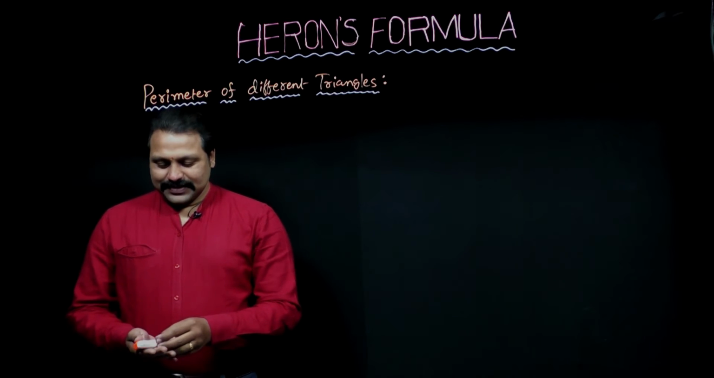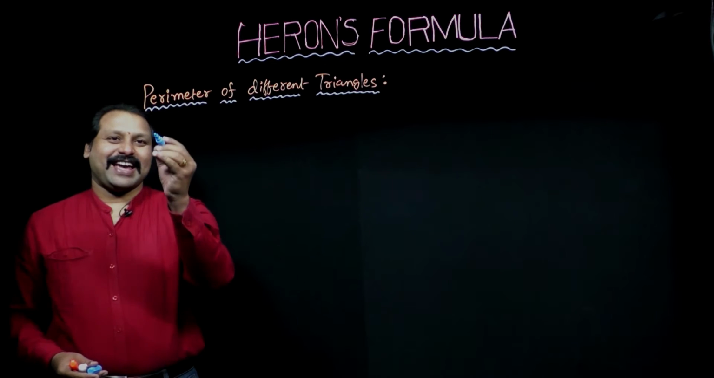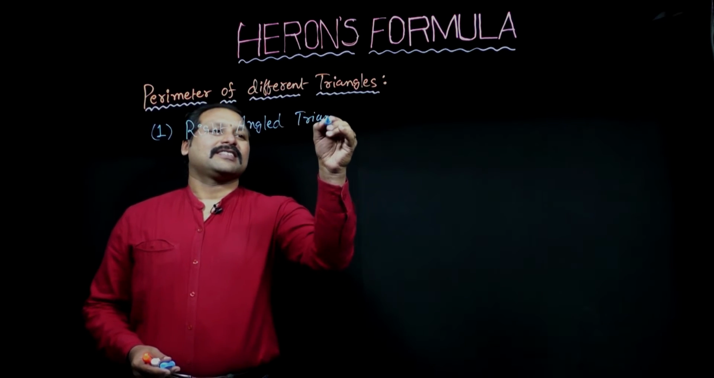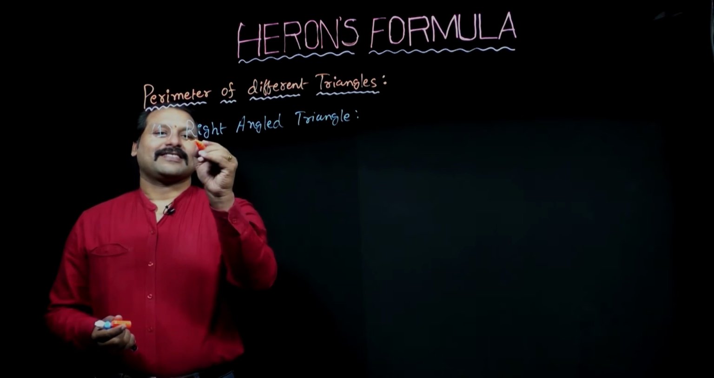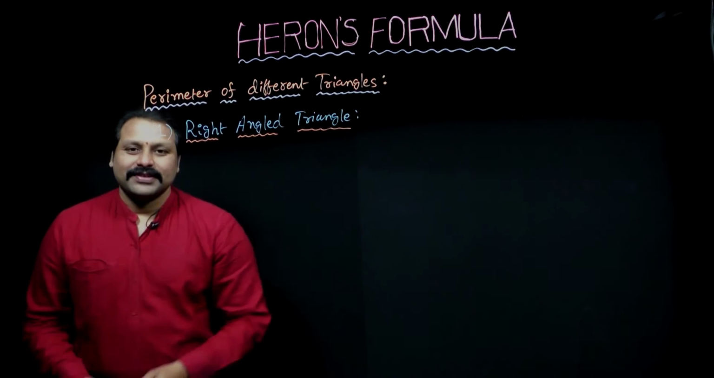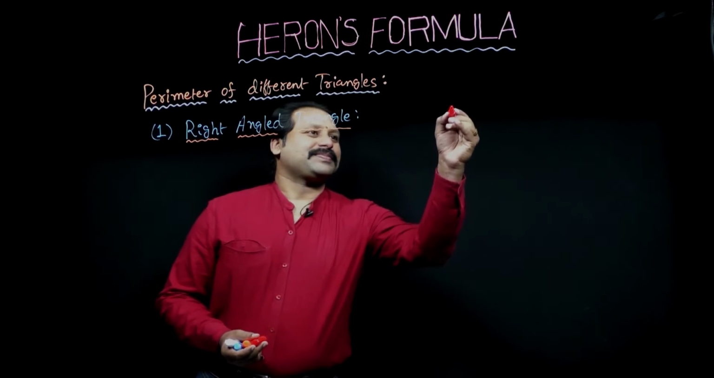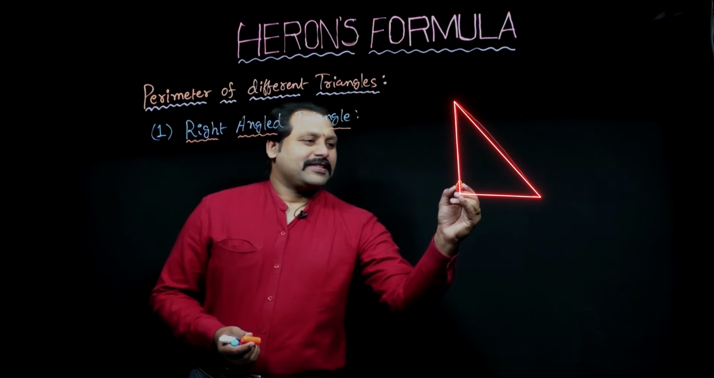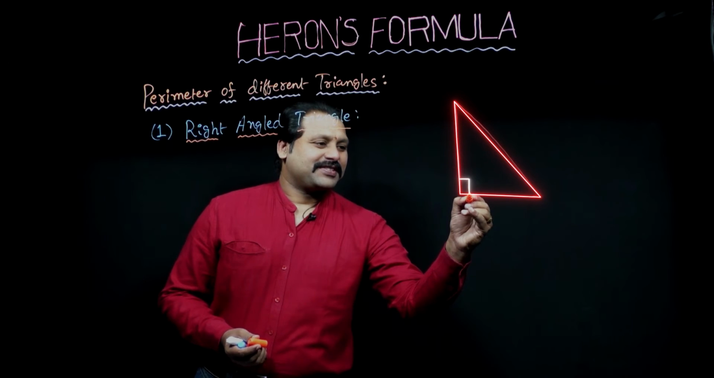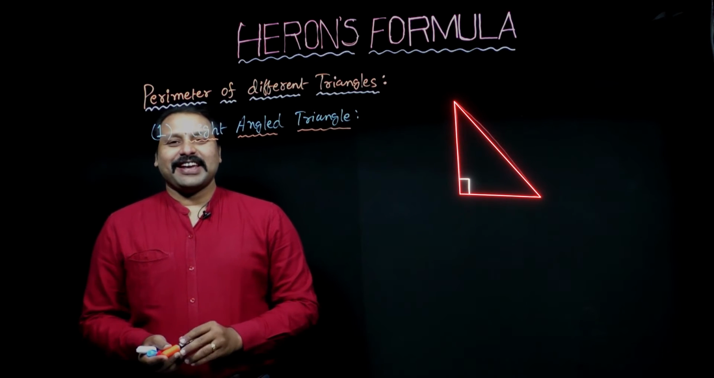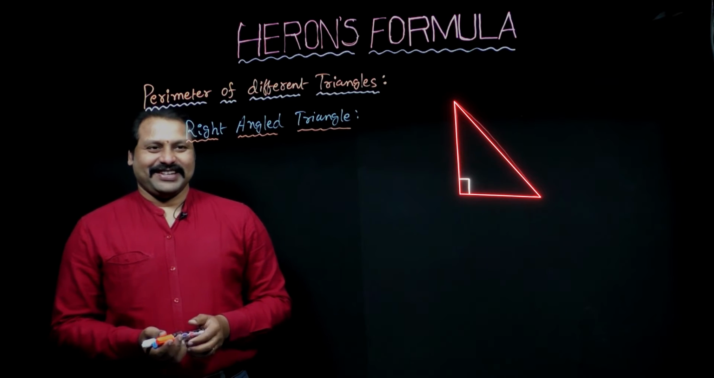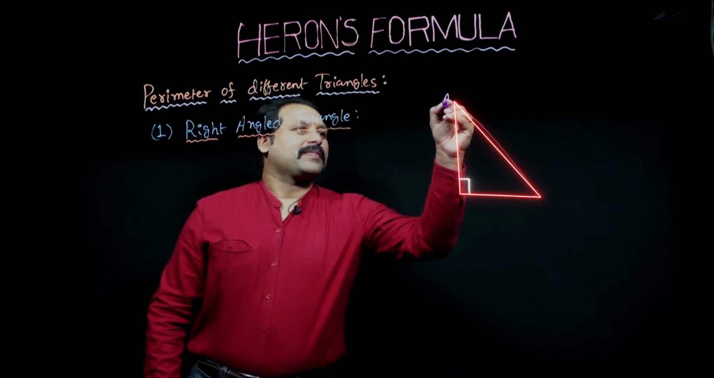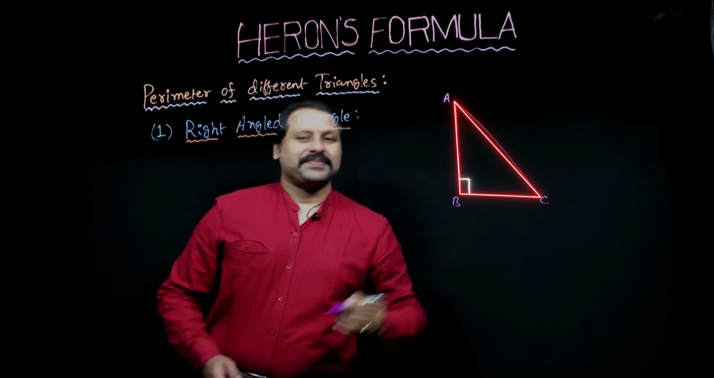The first one is the right angle triangle. Take the right angle triangle. This is the symbol for 90 degrees. What is a right angle triangle? One angle must be 90 degrees. So, the vertices are A, B, C.